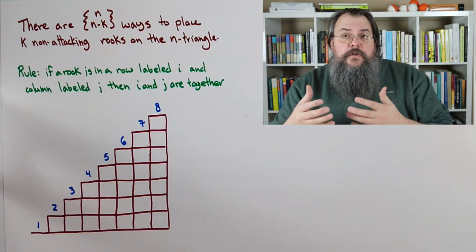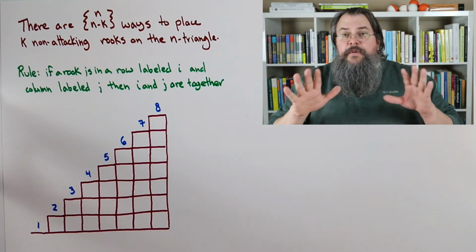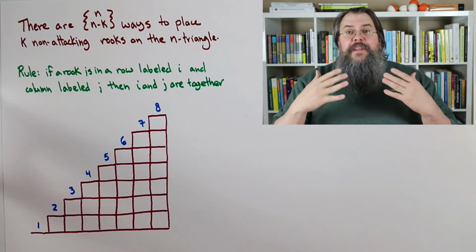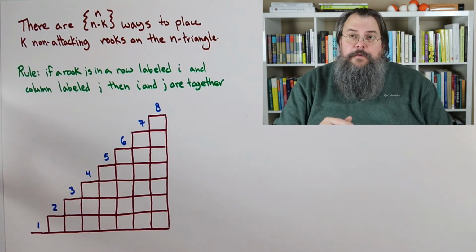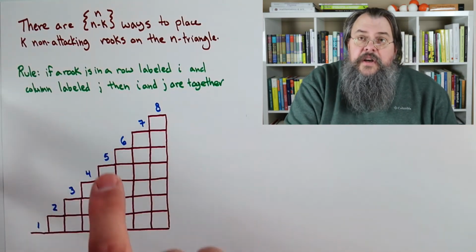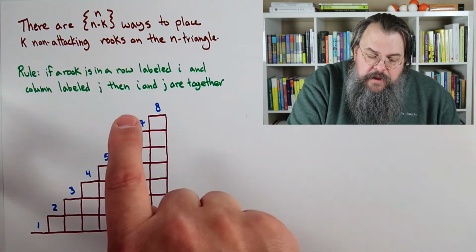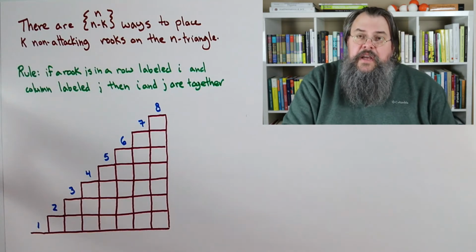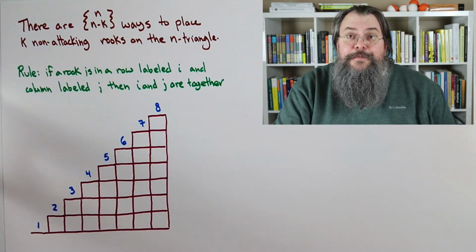Now, the rule is very simplified. Probably it's a little bit oversimplified, but this is sort of the rule in the back of your mind when we're talking about this. So it says, look, if a rook is in a row with label I and a column with label J, then I and J should be in the same group.